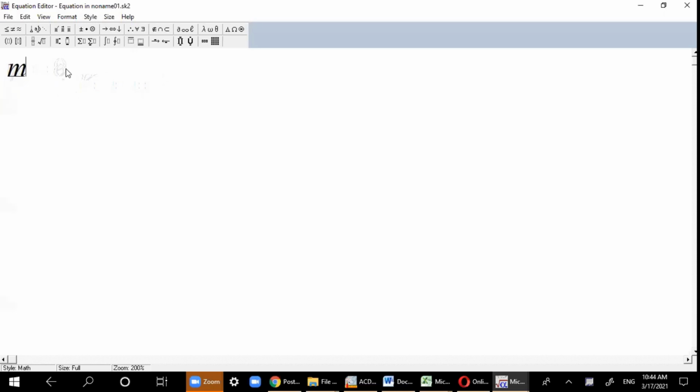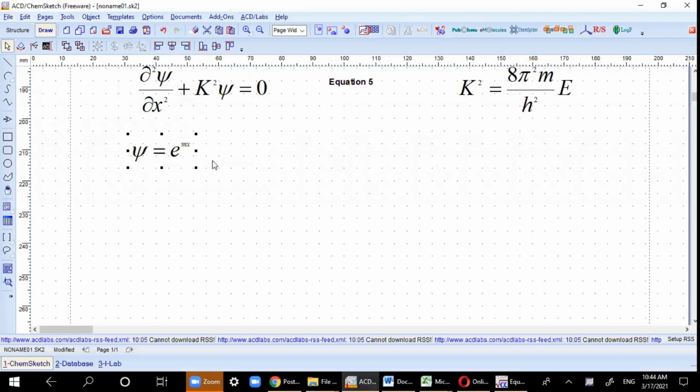So what is that? Psi equal to e power mx, and this is the solution for equation 5. Let us assume the solution for equation 5 is psi equal to e power mx. This is equation 6.